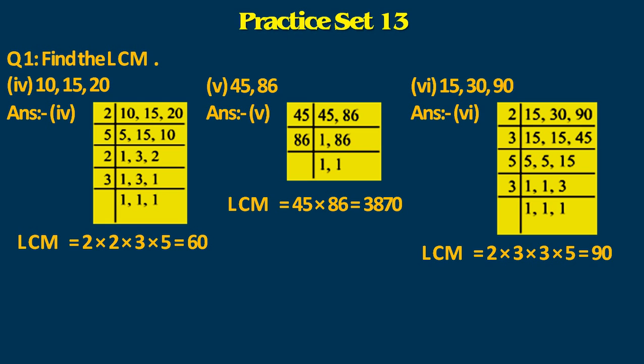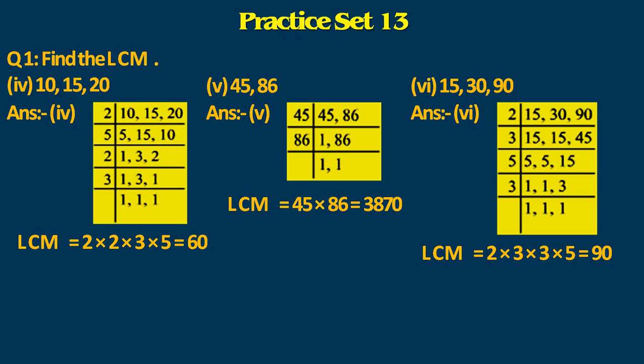Now 45 and 86. 45 and 86 have only one common factor, 1. They are co-prime numbers. When we have to find the LCM of co-prime numbers, it will always be the product of the two numbers. So 45 into 86 is going to give you 3870.